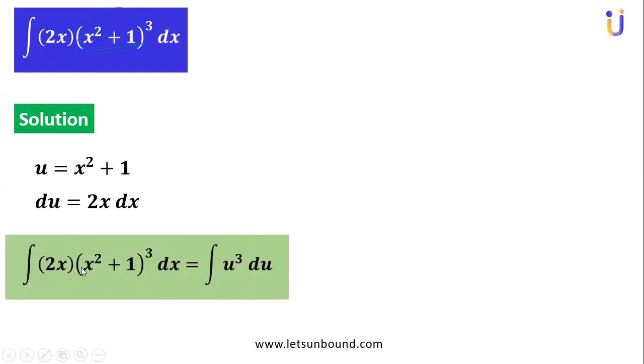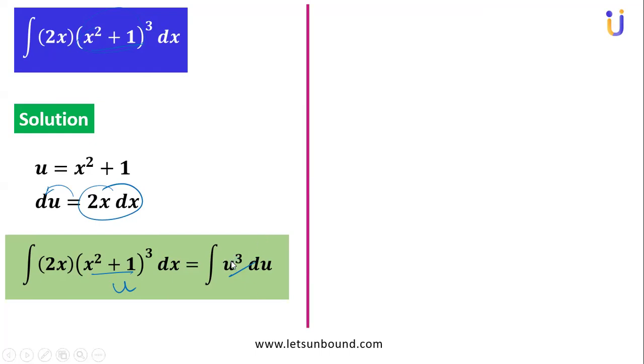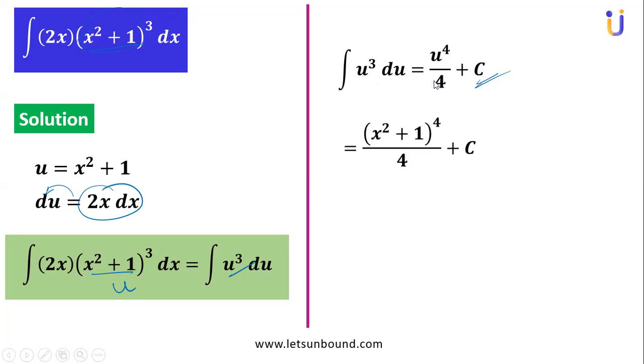Now, write the function. Integral of 2x equals the integral of, this becomes U, so U cube, and 2x dx can be replaced with du. That's it. And this integration is simple. This is called the power rule. You add 1 to the power and divide by that result. So you get U power 4 by 4, and make sure you add the constant of integration. That's it. Now you have to replace back. You simplified it, no more integral sign. Now substitute back. My u is x squared plus 1, so x squared plus 1 the whole power 4 by 4, plus c.